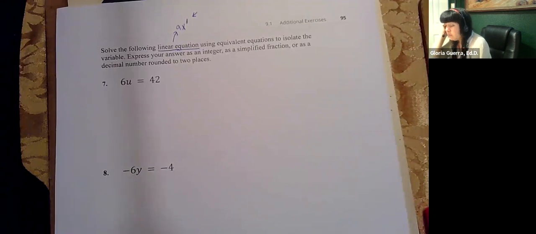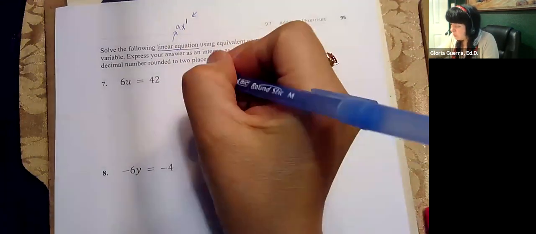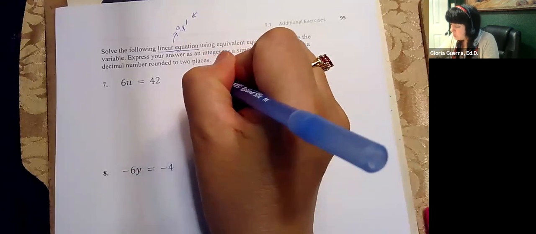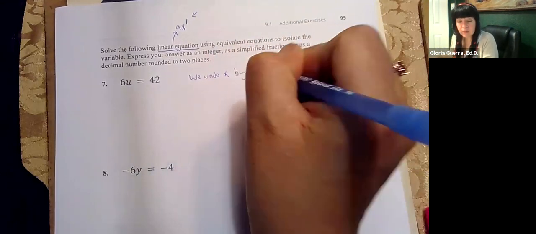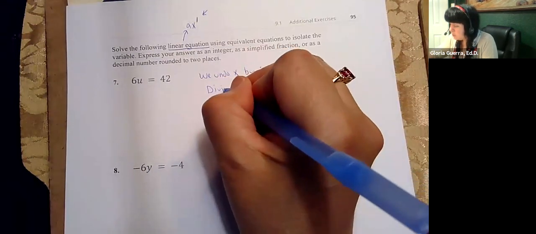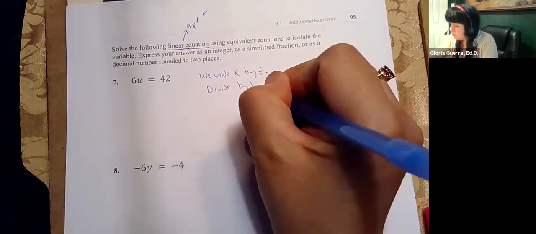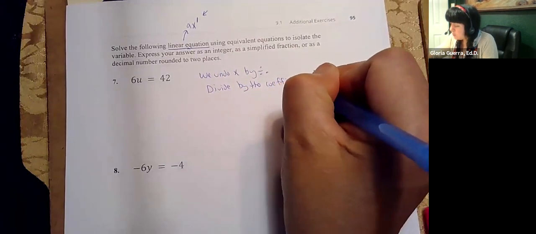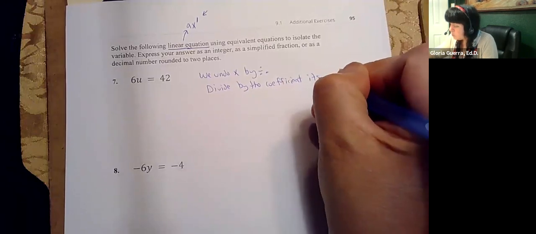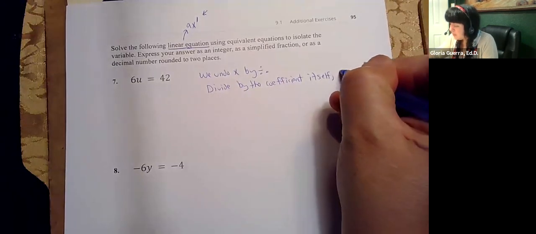Okay, so number 7, we have 6u equals 42. In math, remember that we undo multiplication by division. So we want to divide by the coefficient itself, which means you want to divide by 6.